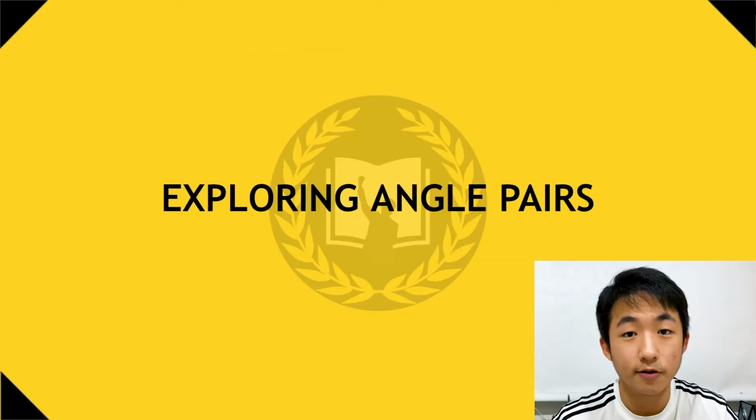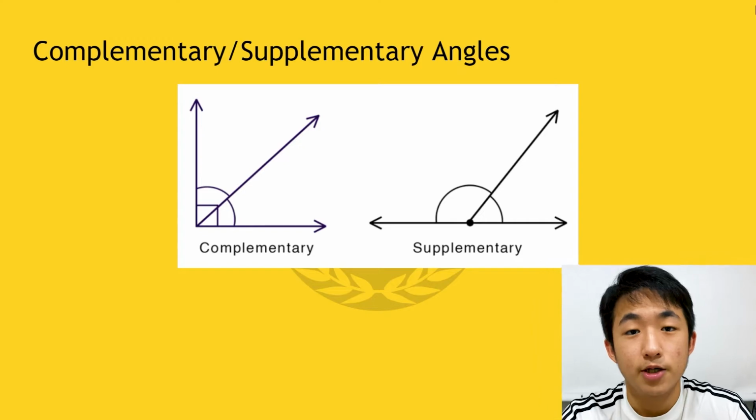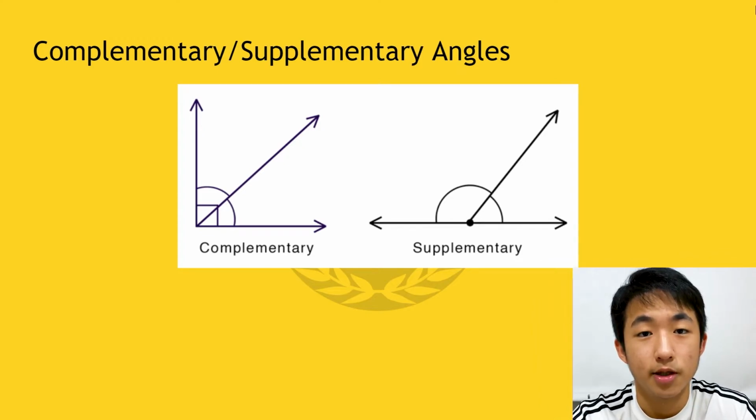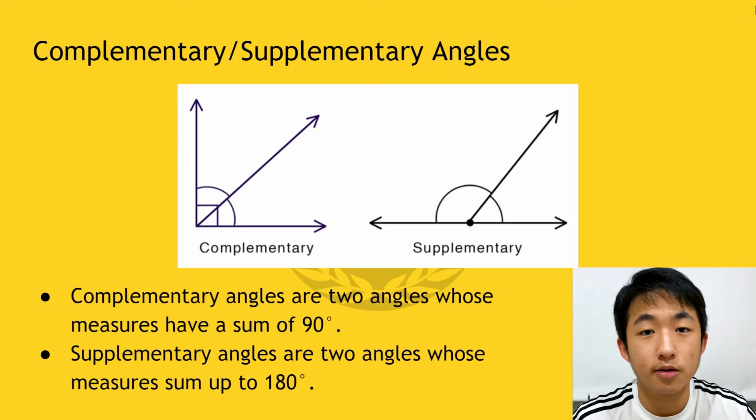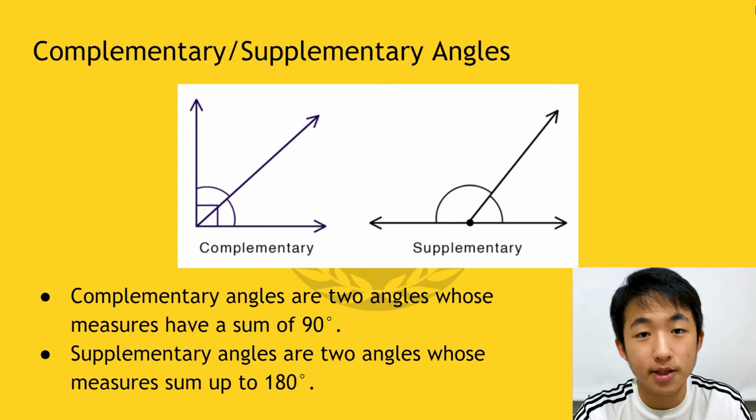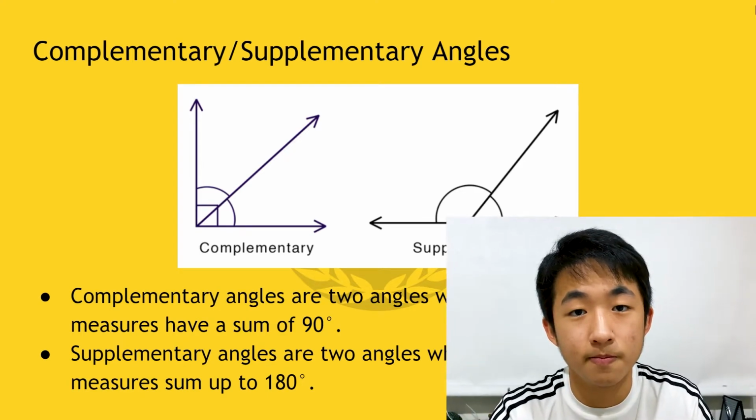Alright, let's move on to different angle pairs. Here are the 2 major angle pairs that are related to degree measure: complementary and supplementary angles. Complementary angles are 2 angles that sum up to 90 degrees. On the other hand, supplementary angles are 2 angles that have a sum of 180 degrees. These angle pairs can be seen in the diagram above.